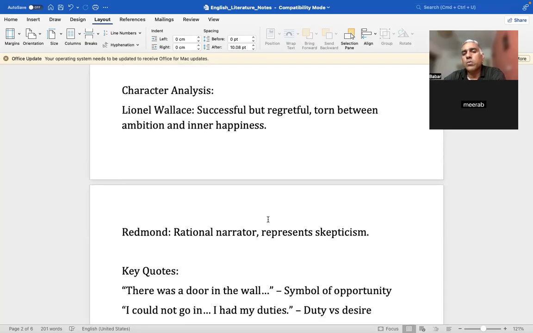Wallace is basically a successful politician, but he has a regret, and that regret has kept him torn apart. He's torn between ambition and inner happiness. He's always confused. Though he's a successful politician, he has a regret in his mind. And one day, he opens up to his friend, Redmond, who is a rational narrator and represents skepticism. Whatever is being told to him, he's skeptical.